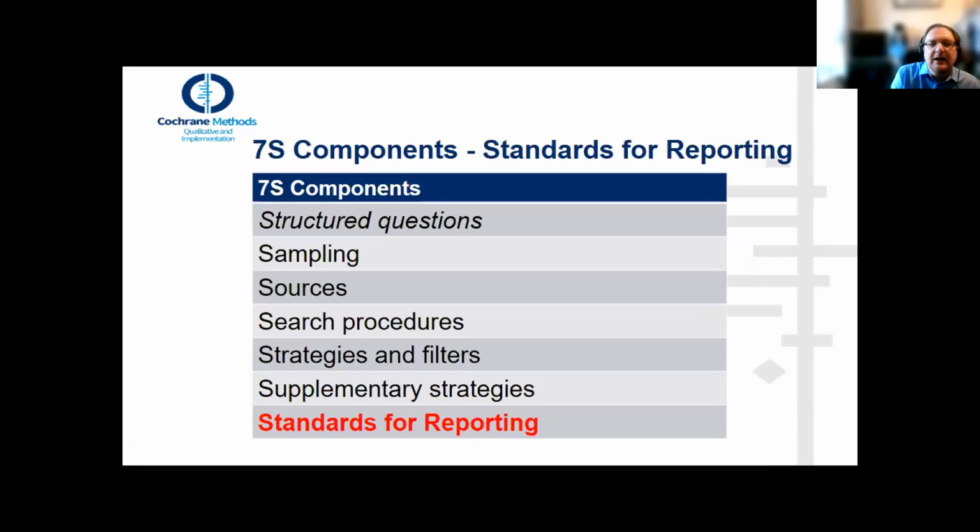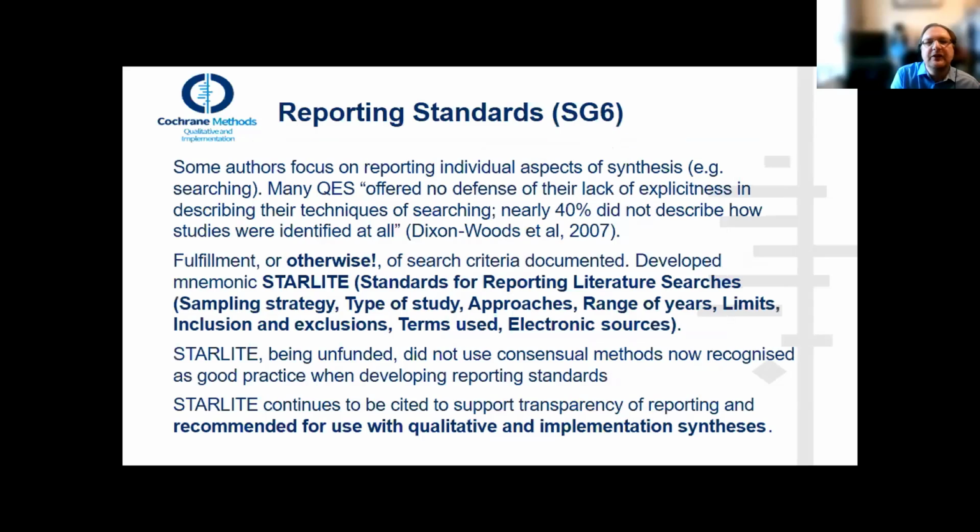And then finally, we do recognize the importance of reporting your search methods. And the 7S was an attempt to prompt people to make sure that they cover these elements. In the Cochrane guidance, we mention the deficiencies in reporting. We mention a suggested framework called STARLITE, which includes the sampling strategy. So that's the difference from quantitative searching.